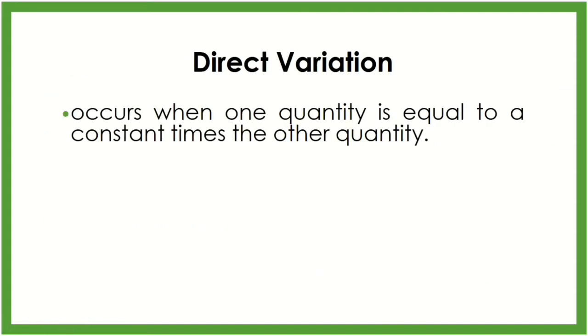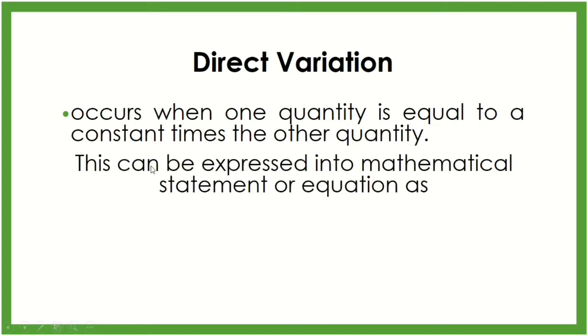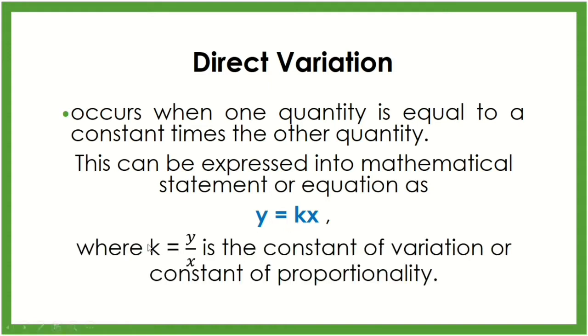Ano ba ang direct variation? A direct variation occurs when one quantity is equal to a constant times the other quantity. This can be expressed into mathematical statement or equation as y equals k times x, where k equals y over x is the constant of variation or constant of proportionality. This is the equation of a direct variation.